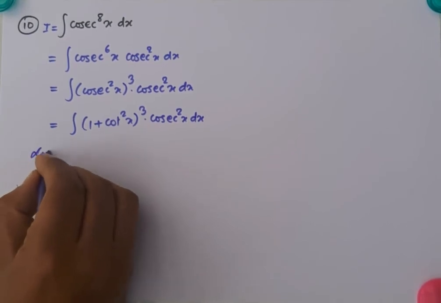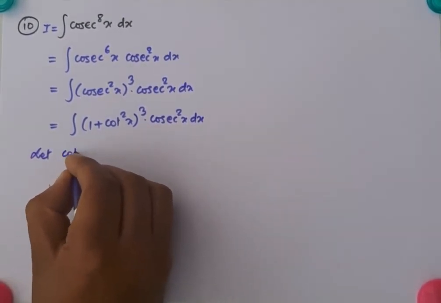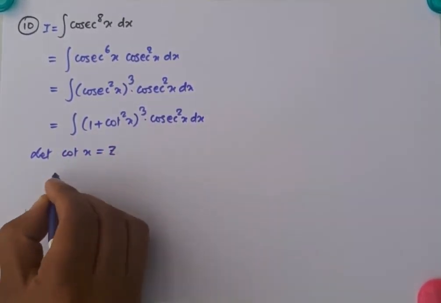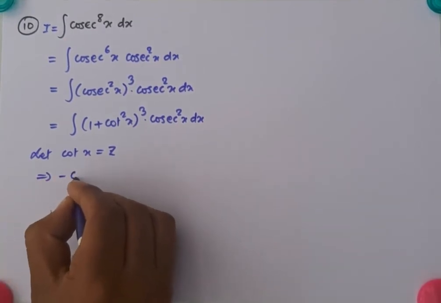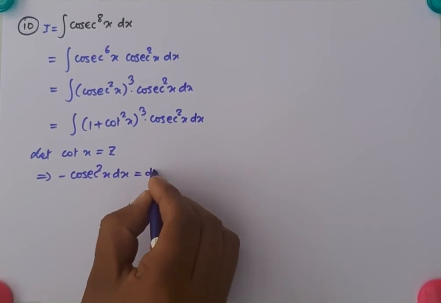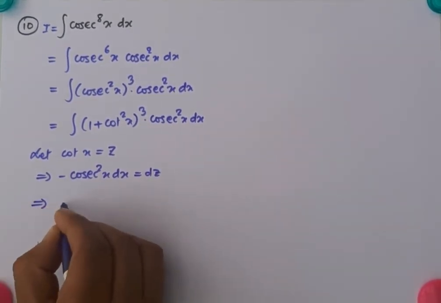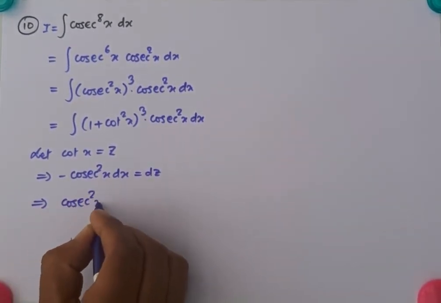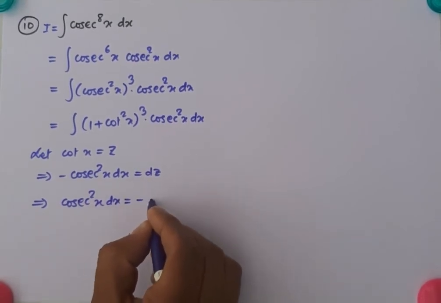So let me make the substitution. Let cot x equal z. Differentiating it, you get minus cosec square x dx equals dz. That is, you will get cosec square x dx equals minus dz.